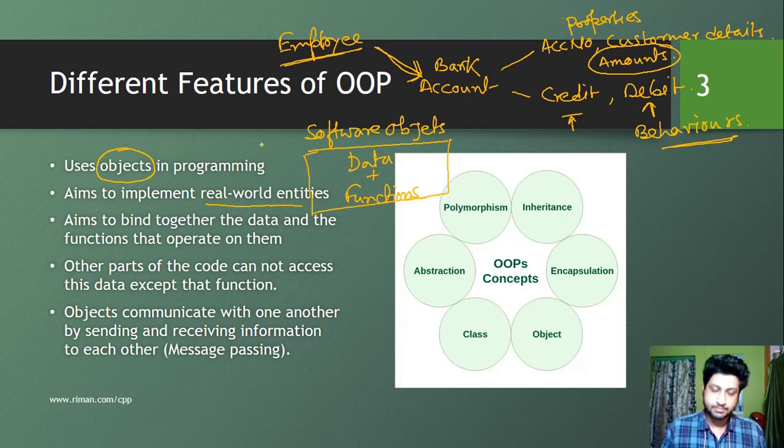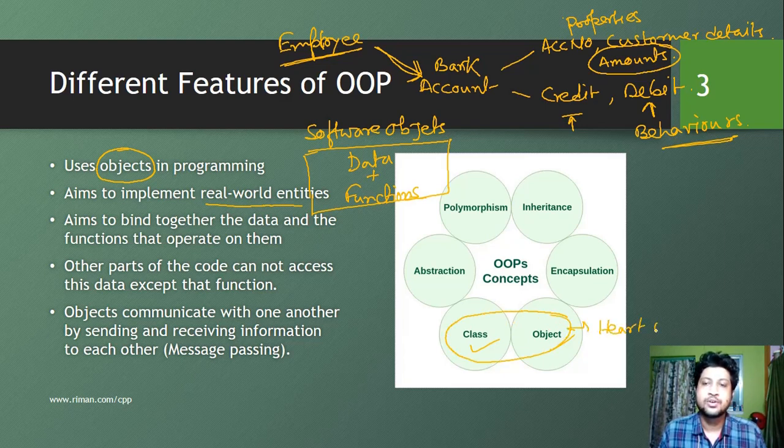So let's look at the features of object-oriented programming. It has several features like classes and objects. These two are called the heart of OOP. They form the main concept of OOP, and along with abstraction and encapsulation, the other features of object-oriented programming are polymorphism and inheritance, and we are going to understand each of them in the following slides.